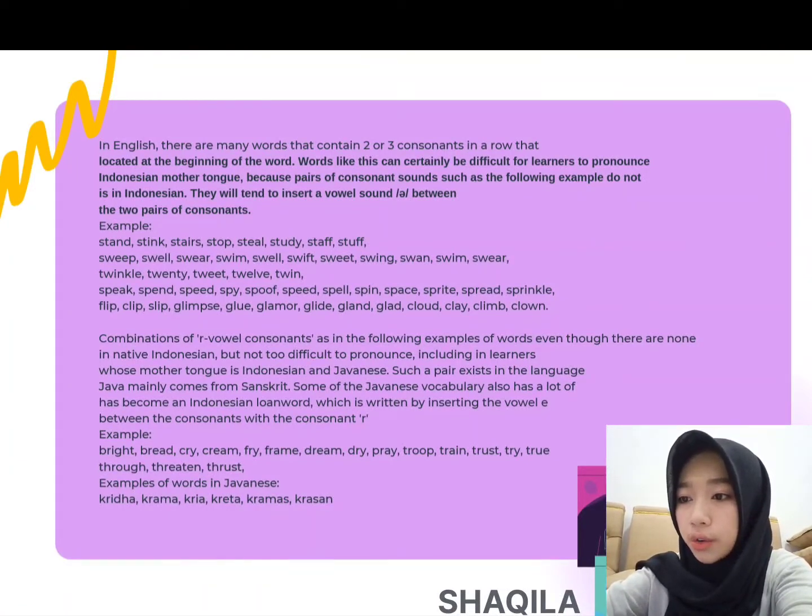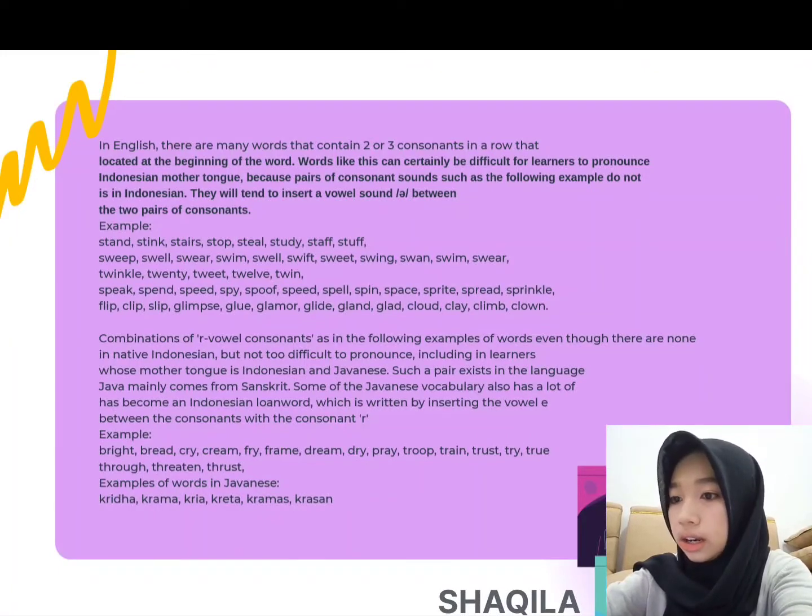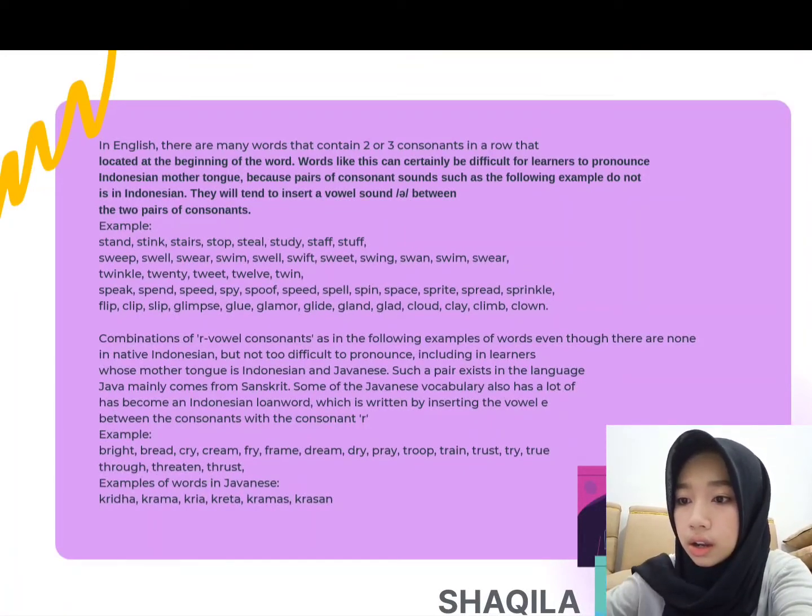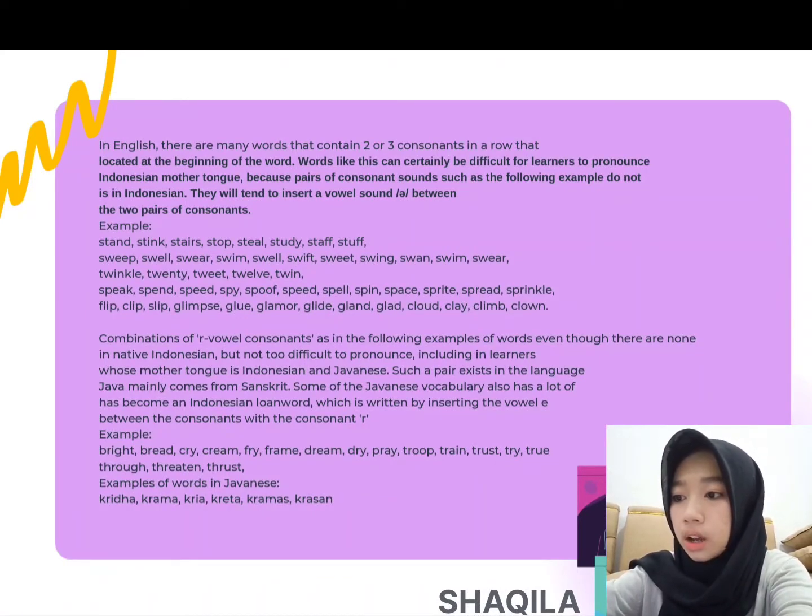Combinations of vowel and consonant as in the following examples are known in native Indonesian, but not too different to pronounce, including in learning, for Indonesian and Japanese speakers. Some Japanese vocabulary comes from Sanskrit and has become Indonesian loan words, which are written by inserting a vowel between the consonants.